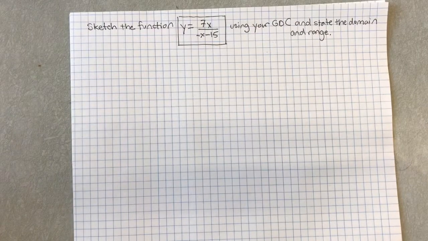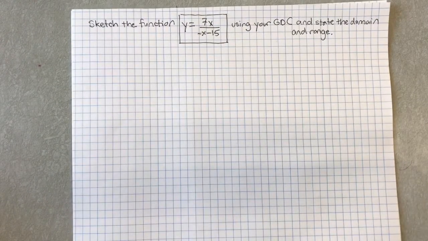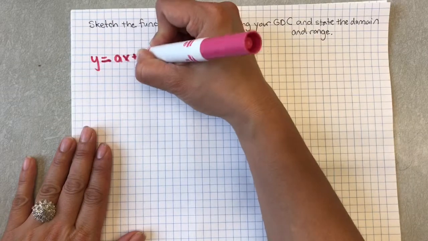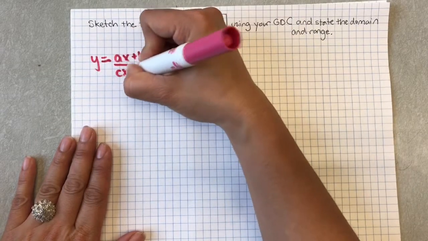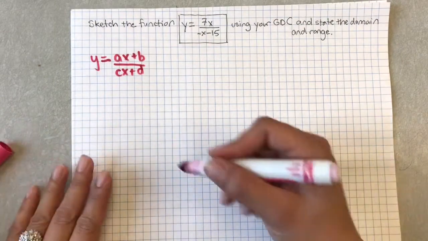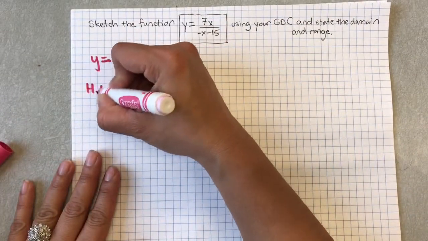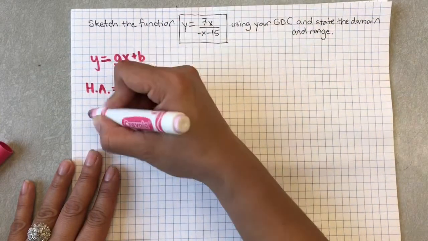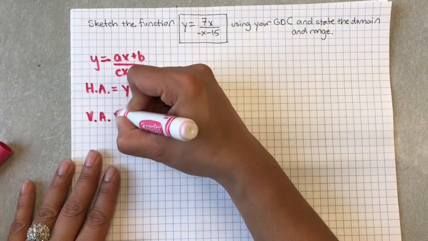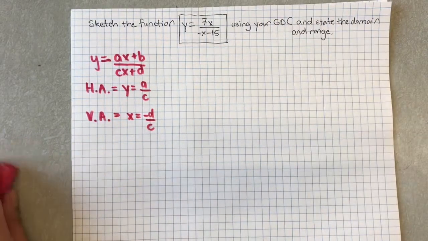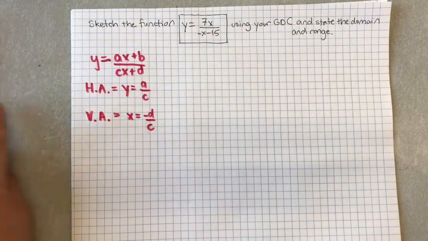So this is looking slightly different than our a divided by x minus h plus k. Our form here is y equals ax plus b over cx plus d. And we know that the horizontal asymptote is y equals a over c. Vertical asymptote is the same as x equals negative d over c. And we're going to use that to confirm what we see on the graphing calculator.